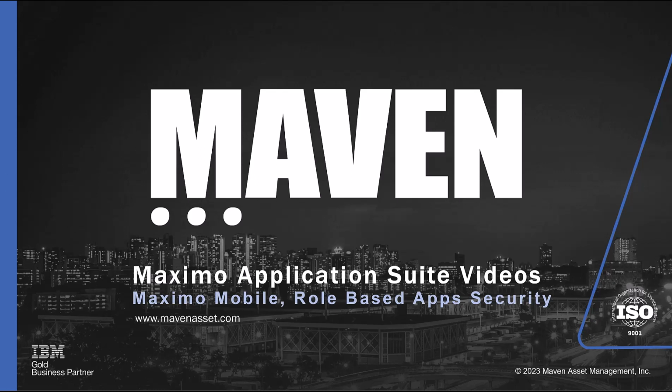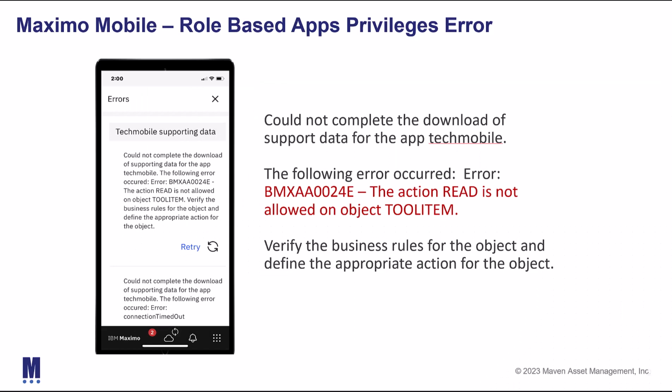So basically what happened is I was setting up Maximo Mobile and I could get the applications to display fine, but as I started to work with the applications, I received the error that's shown here. Highlighted in red, you can see the specific error. It's telling me for the technician application, Tech Mobile up here, the action read is not allowed on the object tool item. Well, I immediately knew what I did wrong: I did not set up the security privileges correctly inside Maximo's security group application. So let's take a look at that.